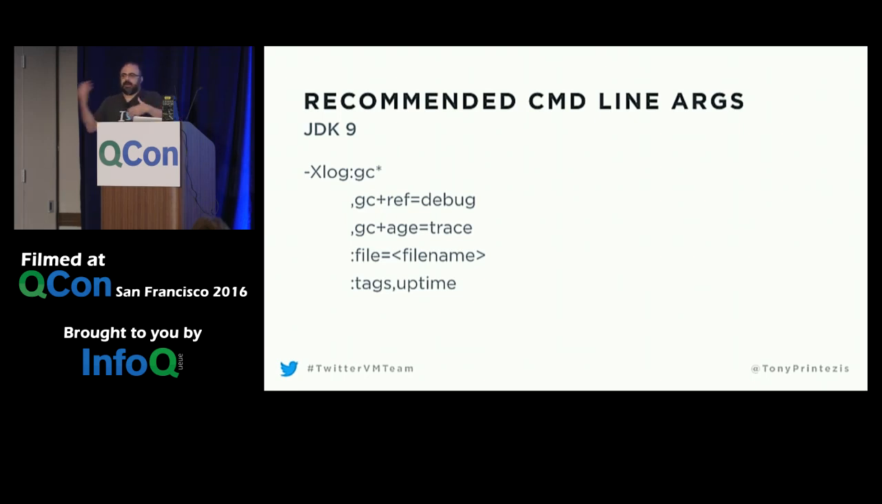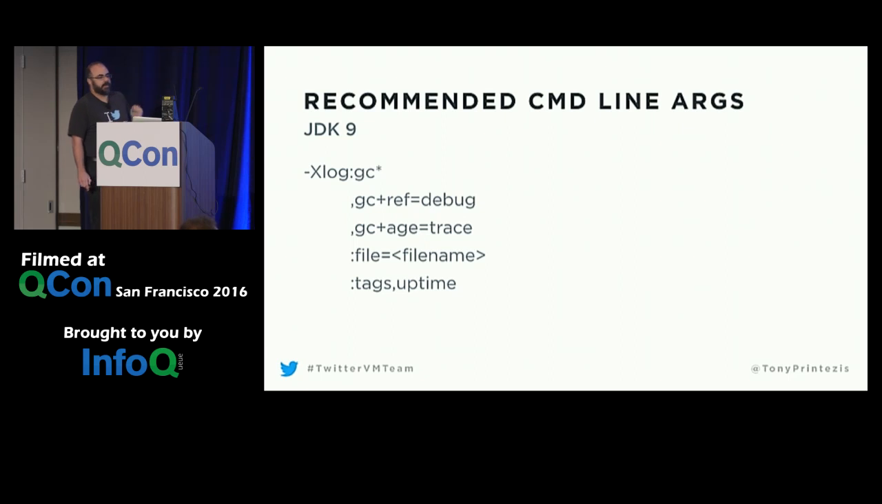So I've showed you enough on how to enable different things in the new logging framework. So how can we get output similar to what I showed you earlier in JDK 9? So this is the incantation. This is one line. Something I didn't mention earlier is that you can enable different tags at different levels, and you separate them by comma, right? So we have now GC star, so all the GC tags at info level, because that's the default, comma GC plus ref at debug level, and then GC age at trace level.